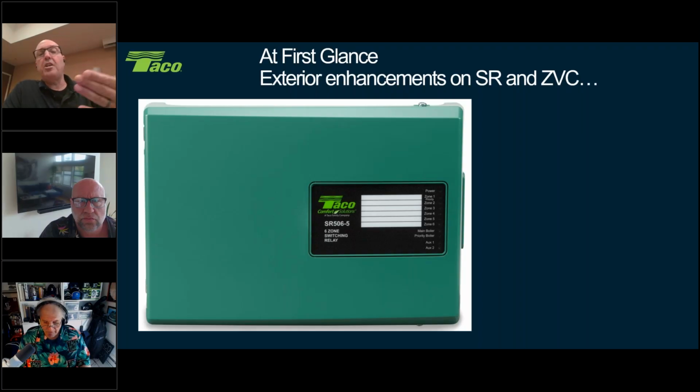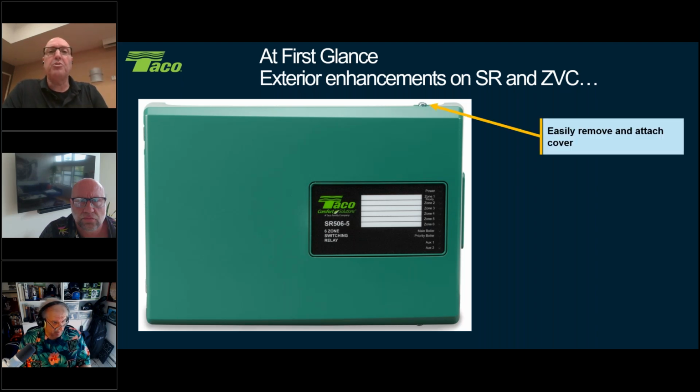So the exterior, and this is universal between the switching relays and the zone valve controls, we've made the cover easy to remove. There are only 2 screws now on it, and the left-hand side has a hinge. It's not a permanent hinge, it's a couple of tabs. And what I love most about this new cover is that as soon as you connect those 2 tabs, it always lands onto the 2 screws when you go to close it. So you go from left to right.